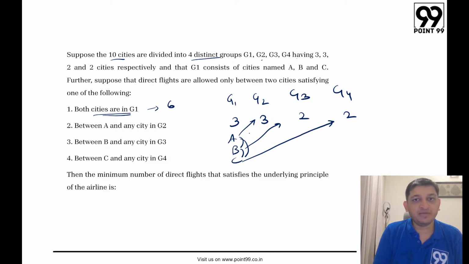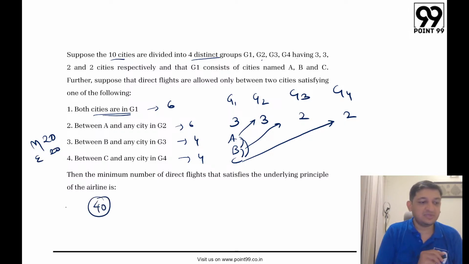Now A and G2 के बीच में A will be connected to 3 cities, so 3 flights going onward and 3 flights coming back, so you will have 6 flights again. B will be connected to 2, so 2 into 2, 4. 2 onward, 2 return. Similarly, 2 onward, 2 return is 4. You will have 6 plus 6, 12 plus 4, 16 plus 4, 20 in the morning and 20 more in the evening. So minimum number of flights will be 40. So fairly straightforward, again, manageable question.